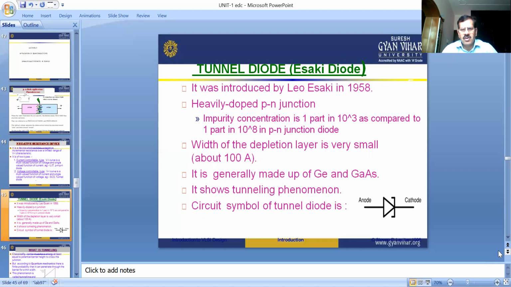And the circuit symbol of the tunnel diode is like this. There are two terminals. One is the anode and the second is the cathode. Anode is the positive terminal and cathode is the negative terminal. So the tunnel diode is a specific type of diode.